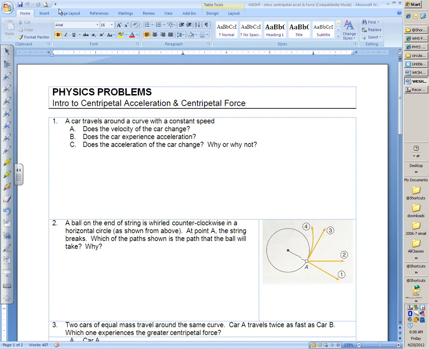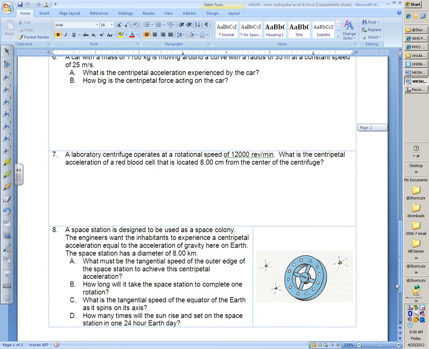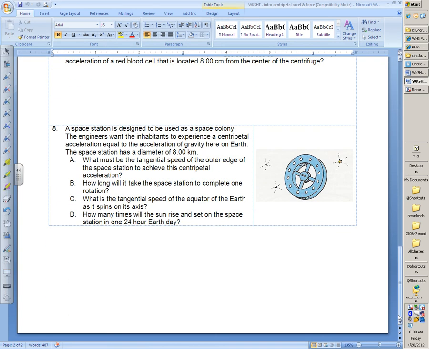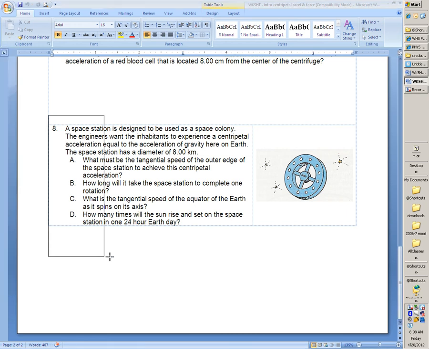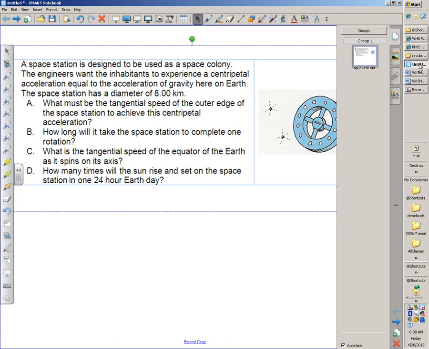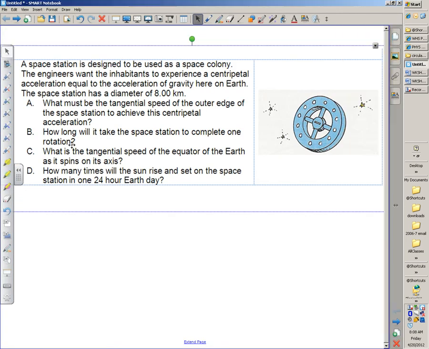With that being said, let's look over onto the back side of that sheet. The only problem that we didn't do on the back side of the sheet is number 8. And number 8 deals with a space station. Always a good way to start Friday.